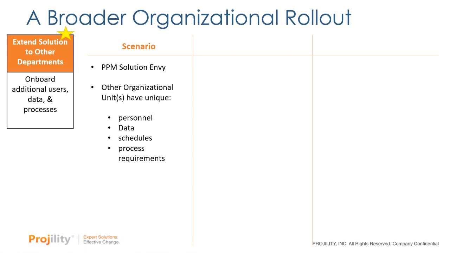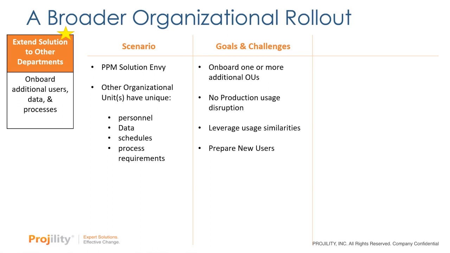So you're going to want to bring all of these folks in in a systematic manner. You're going to want to onboard one or more of these units, and you're going to want to do it without any disruption to production, because your folks that are currently using the system, time doesn't stop for them just so that we can onboard some other folks. So we definitely have to take production disruption into account.